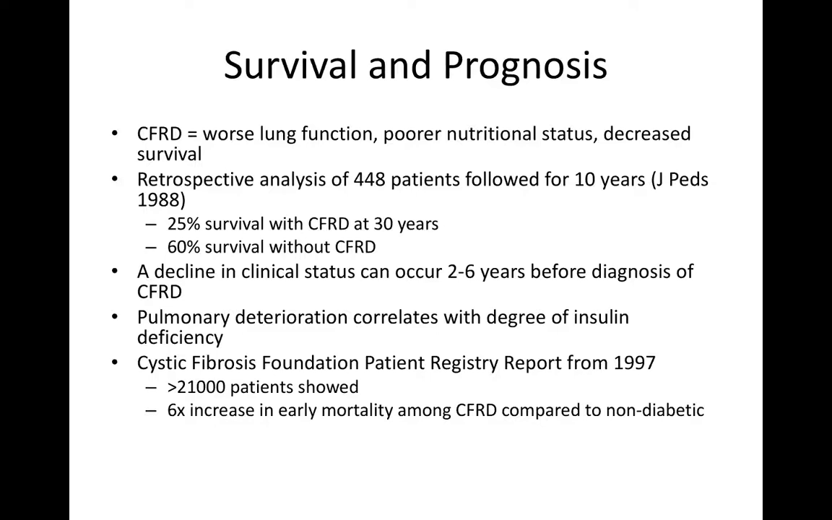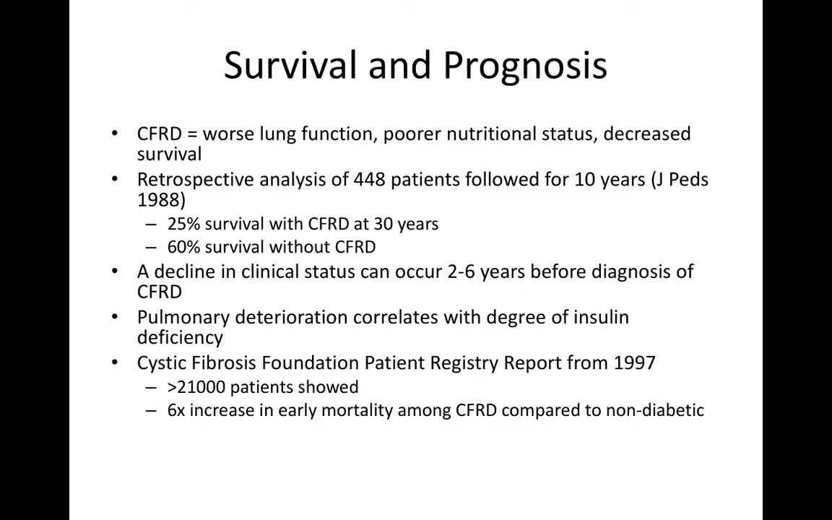Survival and prognosis of CFRD. If you have cystic fibrosis-related diabetes, we know that it is correlated with worse lung function, poor nutritional status, and decreased survival. Again, when they looked at 448 patients who were followed for 10 years, those patients with cystic fibrosis-related diabetes had a 25% survival at age 30, and 60% survived if they did not have CFRD.